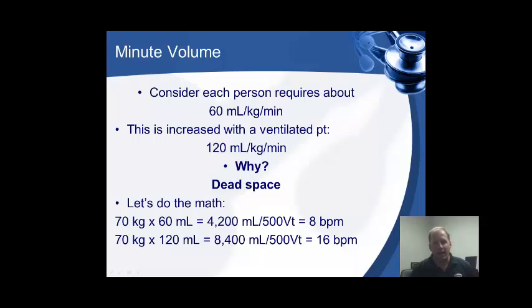So if you look at minute volumes in the patient that's not intubated versus the one that is, and you look at these numbers, a guy that breathes 500 mLs every breath and he weighs about 70 kilos, well, his 60 mLs per kg per minute comes to about 4,200. He's only got to breathe 8 times a minute to get that. If you intubate that guy, you've got to increase that rate a lot because you can't breathe more volume for him. He's got a certain given volume in his lungs that can't be exceeded, so you've got to increase the rate to compensate for that increase in dead space.